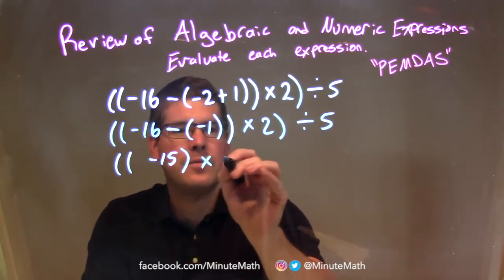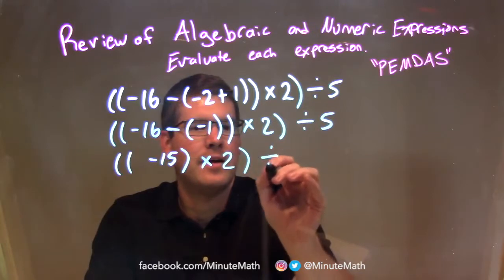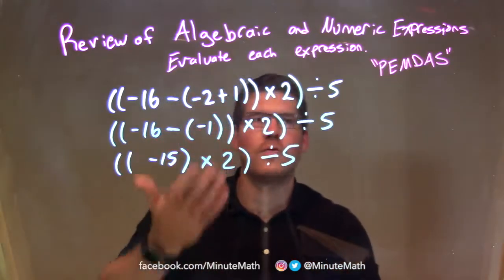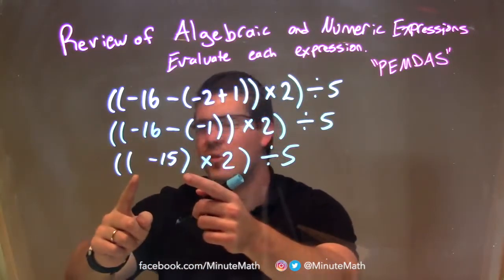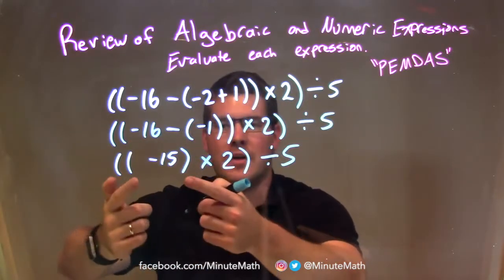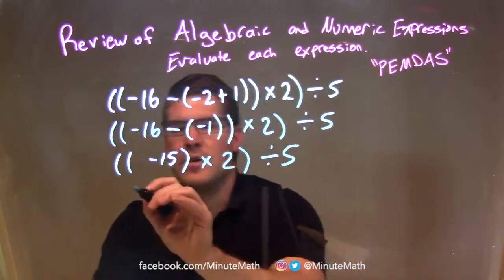Then we have the times 2, come down, and then divided by 5. So working from inside the parentheses here, we have a negative 15 times 2. So this parenthesis, don't really worry about it anymore. There's nothing else inside of it. Then we have times by 2.